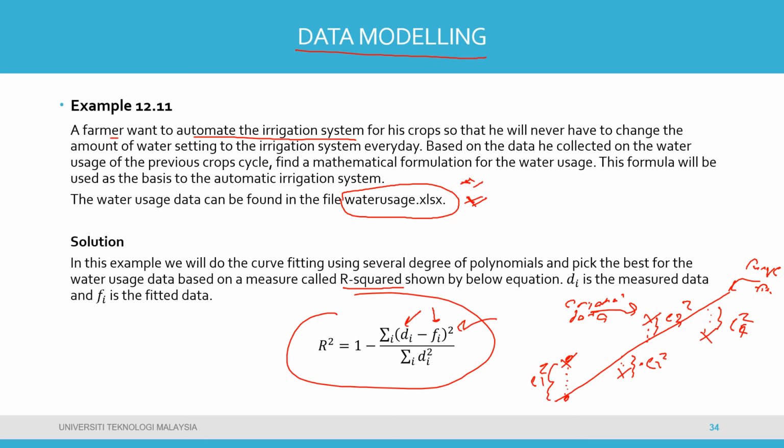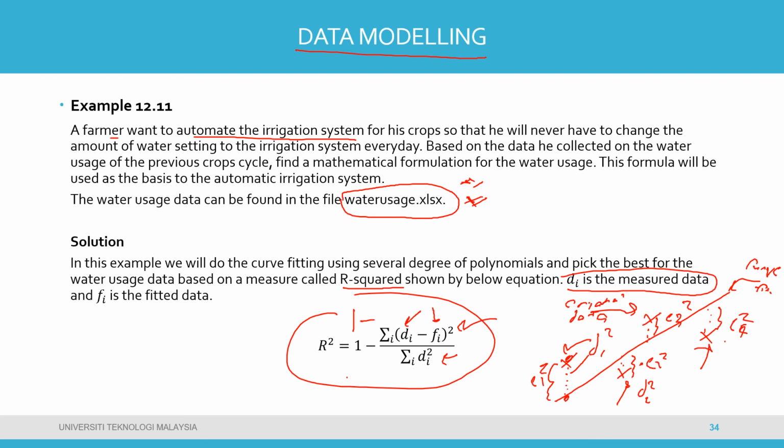So you divide with the original value, the measured data. Don't forget to square it and sum it. So d1 squared, d2 squared, d3 squared, d4 squared, and then you sum it and divide by this one. And then don't forget the 1 minus. That is how you calculate the error.